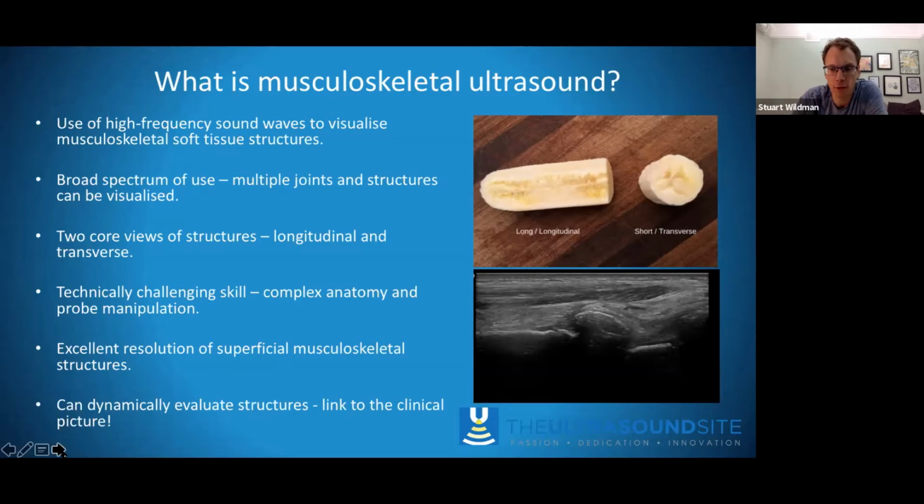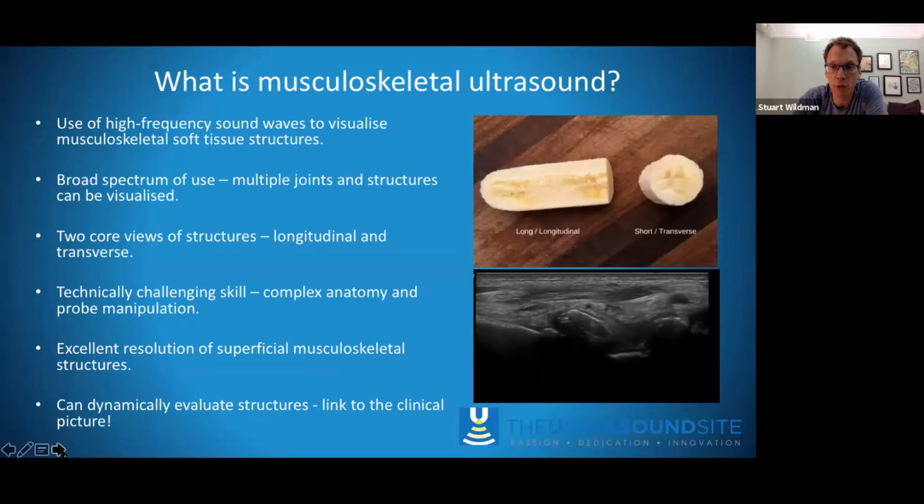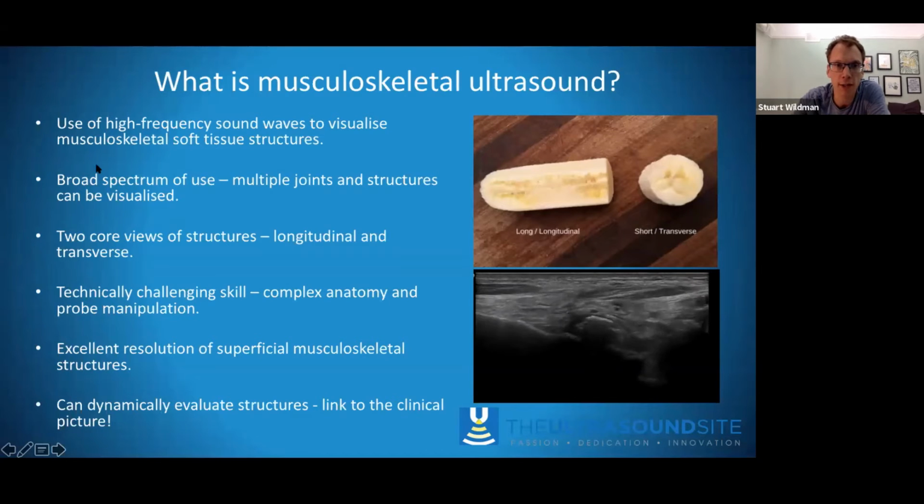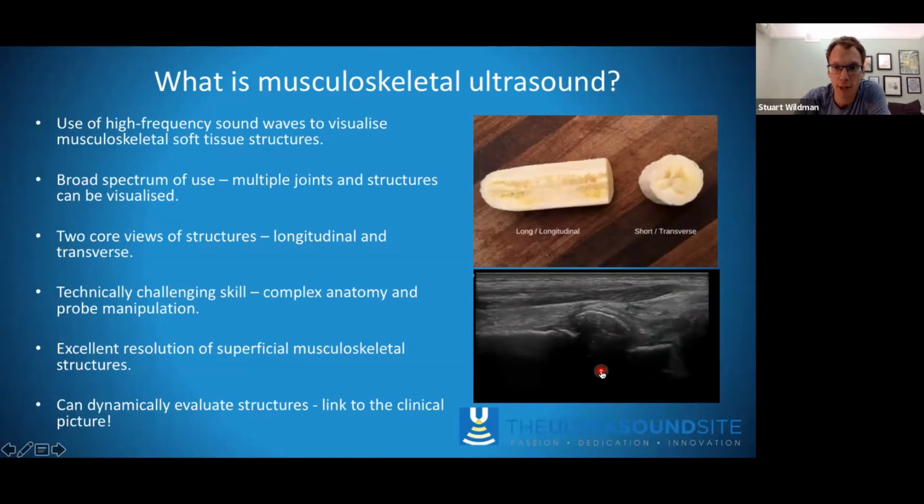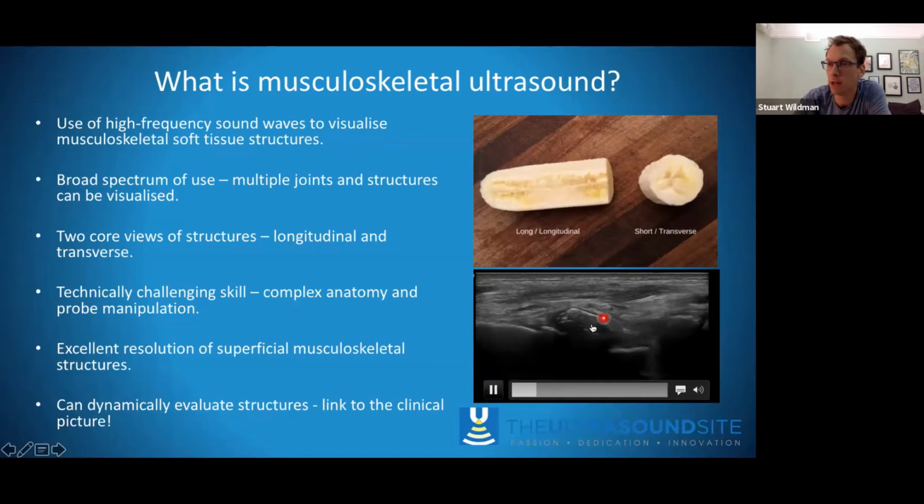And one of the nice things about ultrasound in comparison to other imaging modalities is that you can dynamically evaluate things as well. So if I try and play the bottom image there, you can see this is a longitudinal view of the talocrural joint at the front of the ankle. And what you can see there is a loose body sitting in the front there. Now I'm just going to try, with very sweaty hands, to annotate that image so you can see what I'm talking about. This is a loose body here.